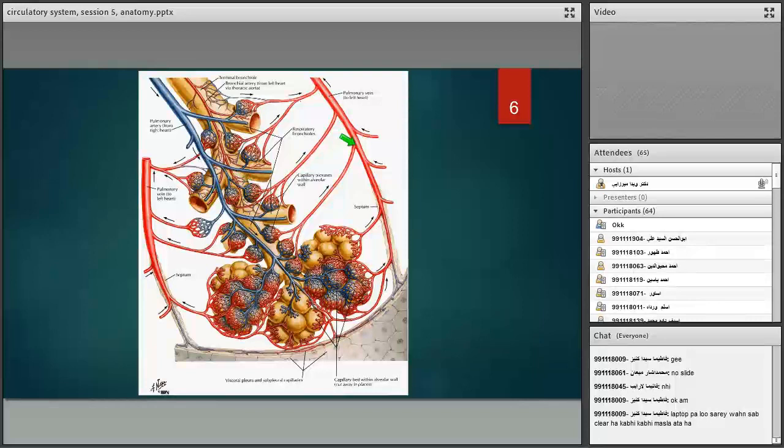These veins are carrying the blood to the left atrium of the heart. And we have two pulmonary veins on the right side and two on the left side. Look at here. So this view is the view of the capillaries of the lung.